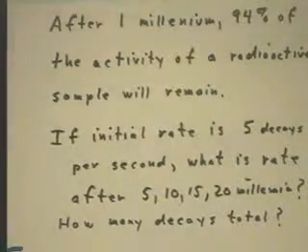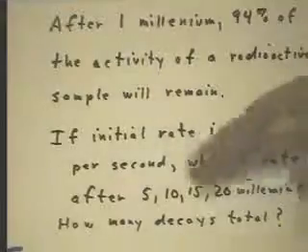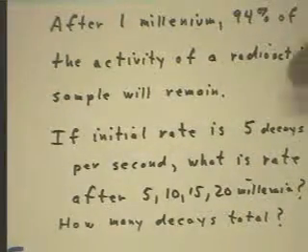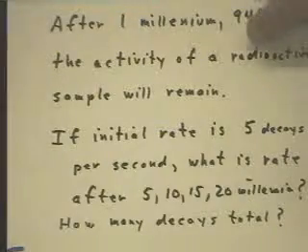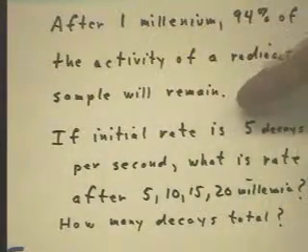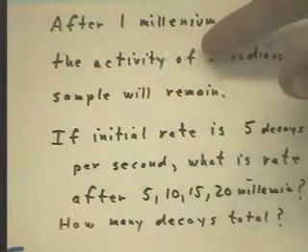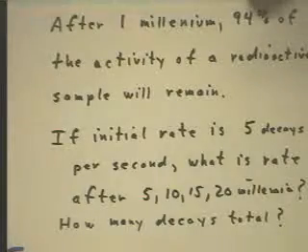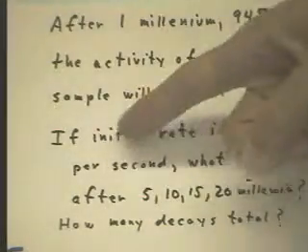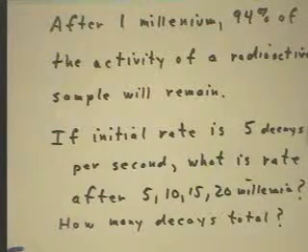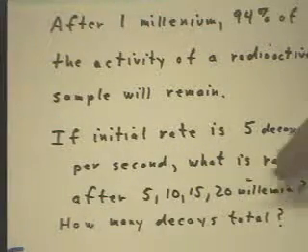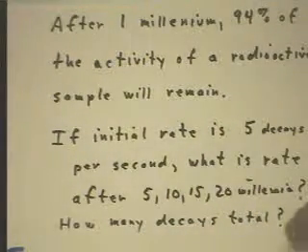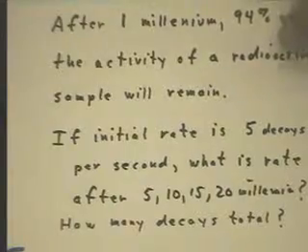We next consider the problem depicted here. We have a radioactive sample that has such a radioactivity that 94% of the activity of the sample will remain after 1 millennium. If you start with a certain activity, you'll have 94% of that activity after a millennium. Now, if the initial rate is 5 decays per second, we want to know what the rate is after 5, 10, 15, and 20 millennia, and how many total decays do we have during that time.